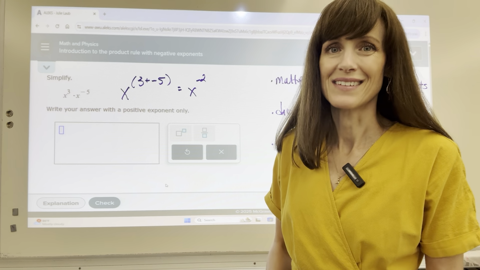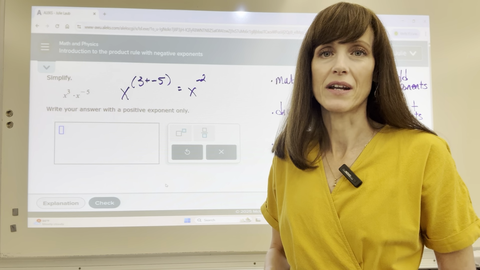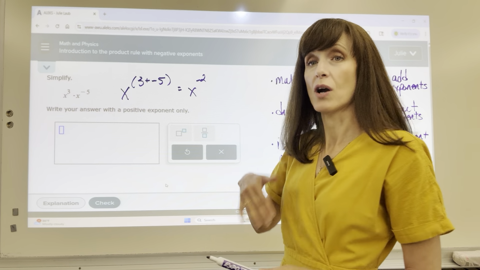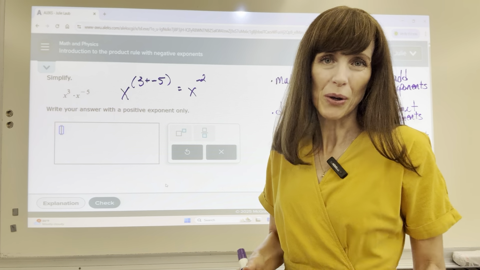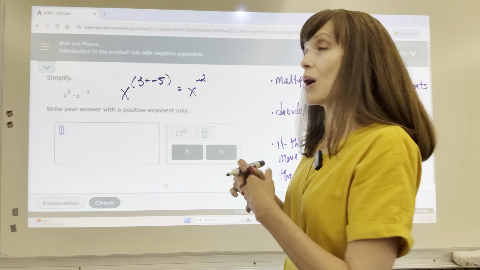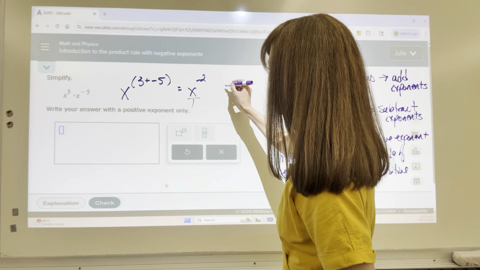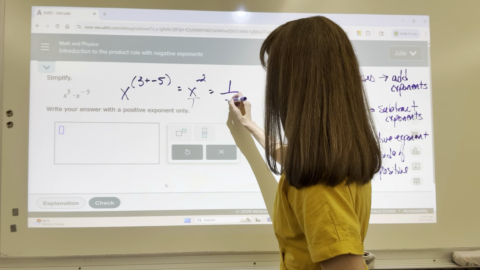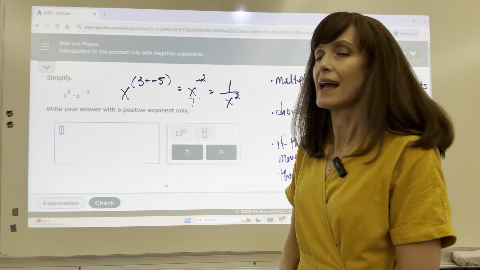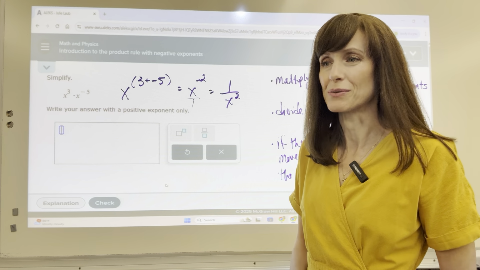But by convention, we don't want to leave that negative since it's the final answer. I simply move that to the opposite side of the fraction. When you have a number, it's always understood to be divided by 1. So we move this to the opposite side, and this is 1 over x squared. That would be the proper way to write that.